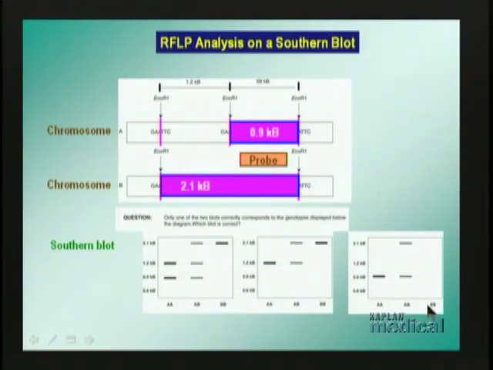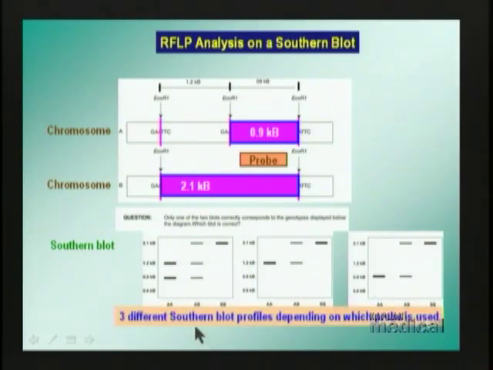If someone has a BB genotype, there'll be two overlapping bands at 2.1 kb in size. The bottom line to all this exercise is notice how there are three different southern blot profiles depending on which probe is being used. Previously we had a probe right here that recognizes this part of the chromosomes. Earlier there's another probe that recognized this part of the chromosomes, and now thirdly we have a probe that recognizes this part of the chromosomes. And again, three different southern blots are being visualized depending on which probe is being used.